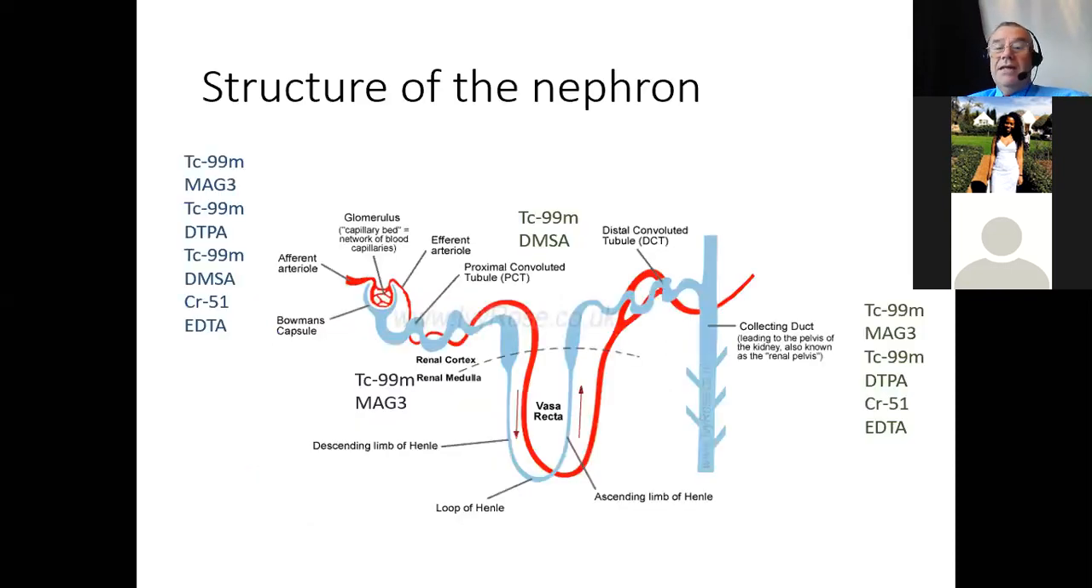So if we go back to that diagram I showed you, what happens with most of these agents, both MAG3, DTPA, DMSA, and chromomedia, can be filtered. MAG3 can also be excreted by an active process into the proximal convoluted tubule, but DMSA is reabsorbed in the loop. So it maps out your working nephrons, whilst the other agents are then excreted down into the bladder.